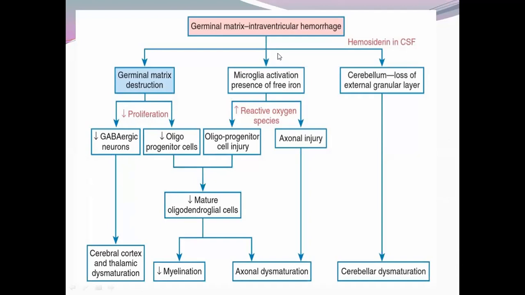And the hemosiderin and the free iron activate the microglia, which increases reactive oxygen species, leading to oligodendrocyte progenitor cell injury, and thereby a reduced number of mature oligodendrocytes, reduced myelination, and axonal dysmaturation. And the hemosiderin in the CSF, as it reaches the cerebellum, also causes loss of the external granular layer, leading to cerebellar dysmaturation.